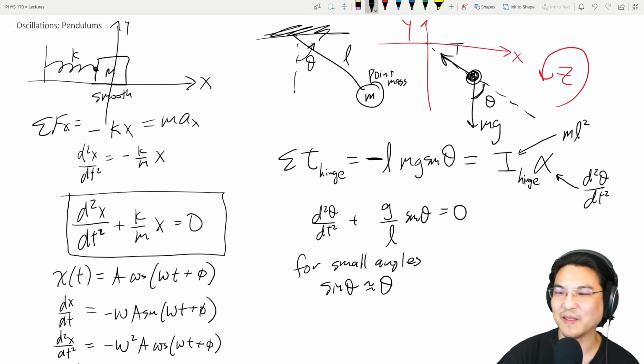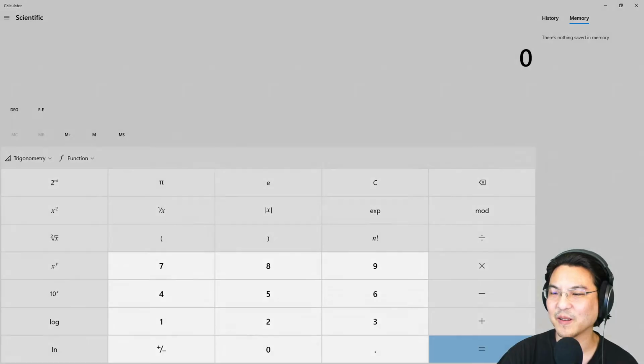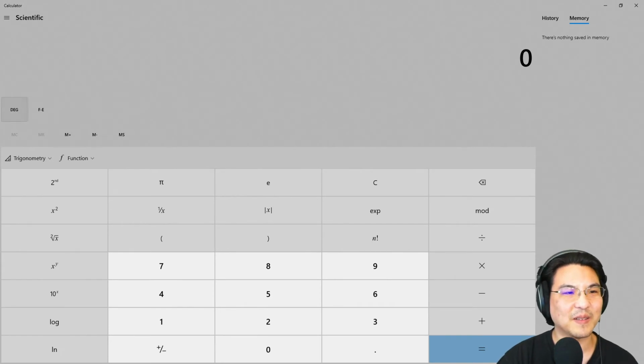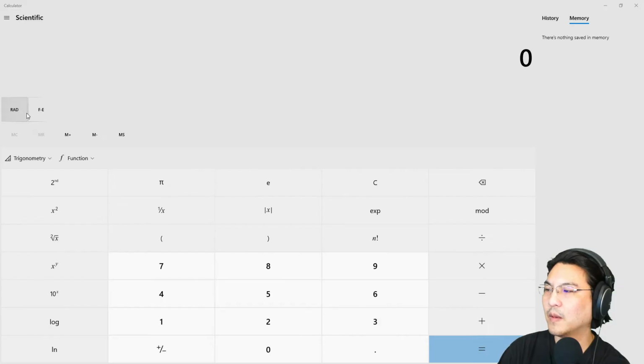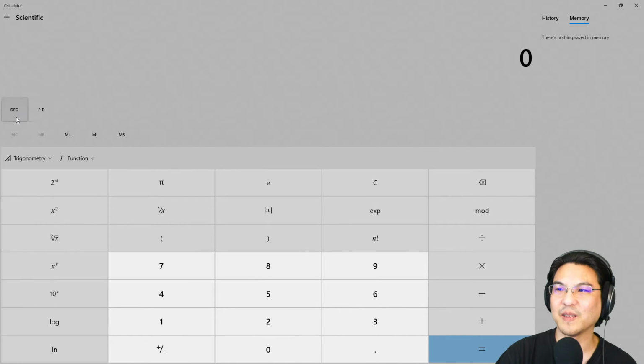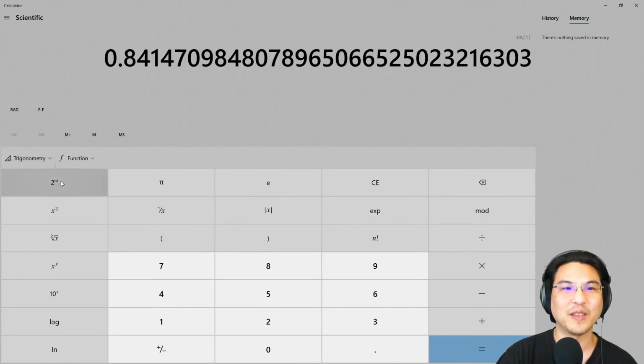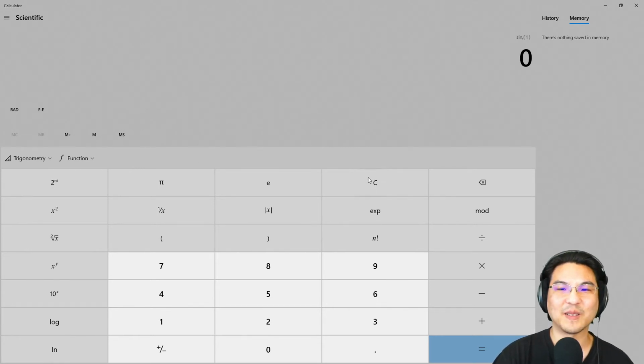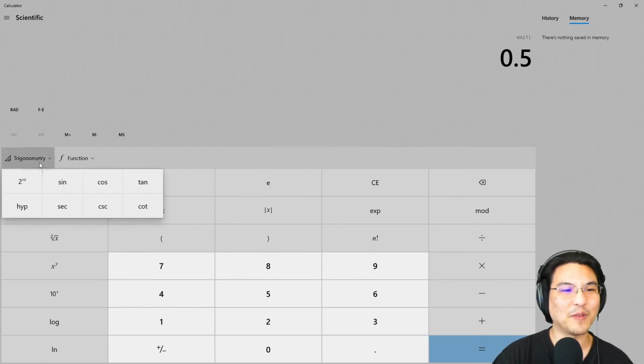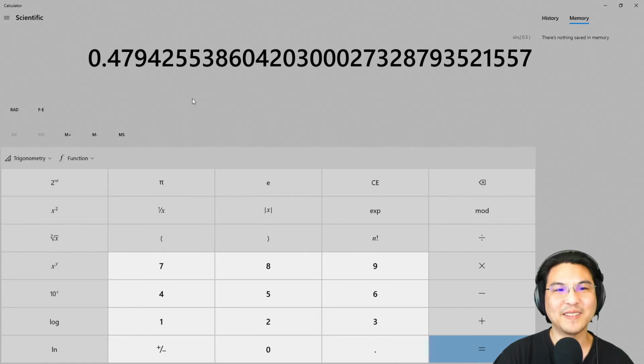And what does small angles mean? Let me get my calculator over here. Okay, so let me put my calculator in radians. So you see here, I have my calculator in radians. So let's say you have 1 radian. And then what is the sine of 1 radian? 0.84. That is not very close. It's like 16% error. So let's pick a smaller angle. Let's say 0.5 radians. What is the sine of 0.5? 0.48. That's like 4% error.